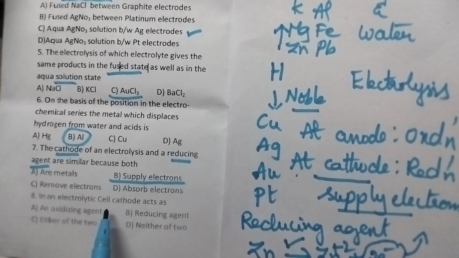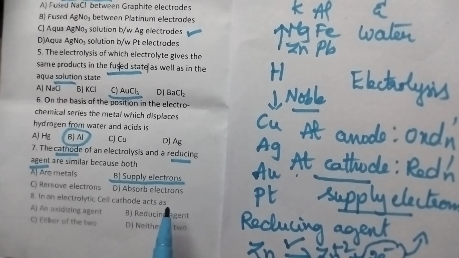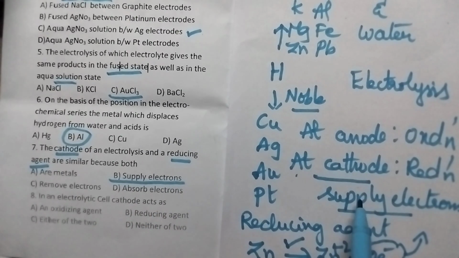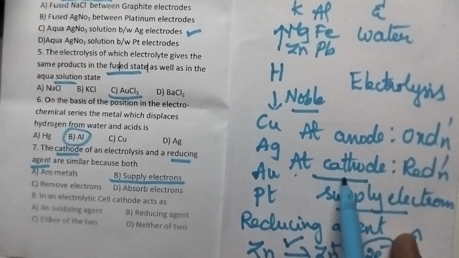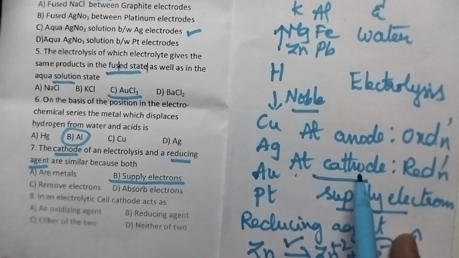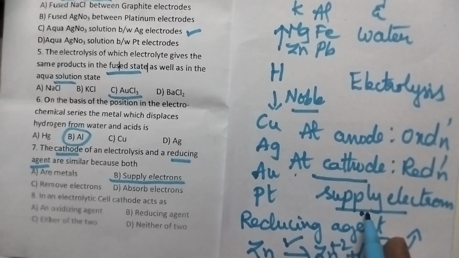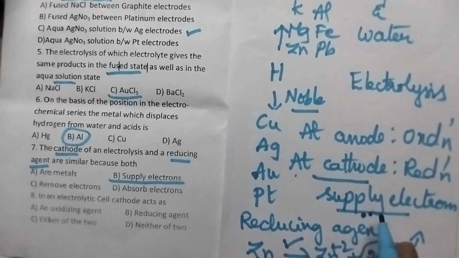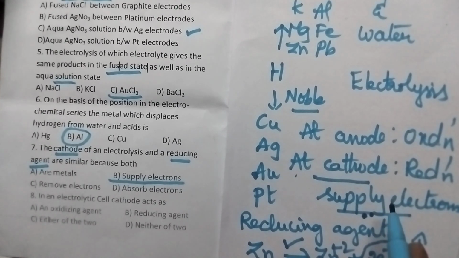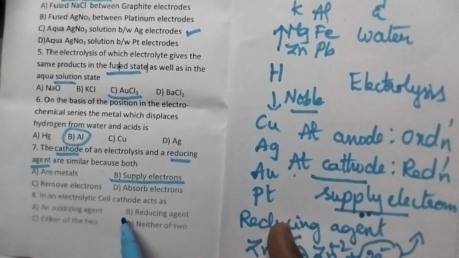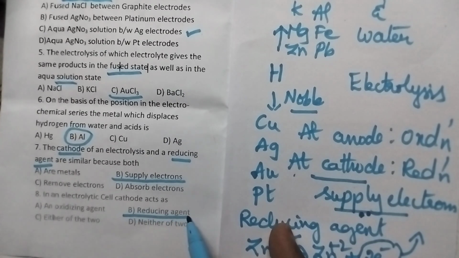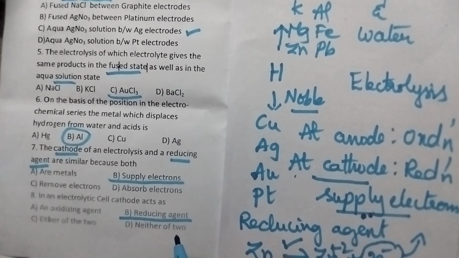In an electrolytic cell, the cathode acts as. As I said earlier, at the cathode, reduction takes place. That means the cathode is capable of supplying electrons. Supplying electrons means it is able to reduce other elements. So it can act as a reducing agent. So in an electrolytic cell, the cathode acts as a reducing agent.